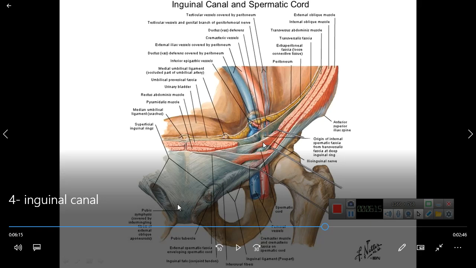Here is the medial crus. Here is the lateral crus. Here is the pubic crest. Here is the superficial inguinal ring. It is open to the scrotum.